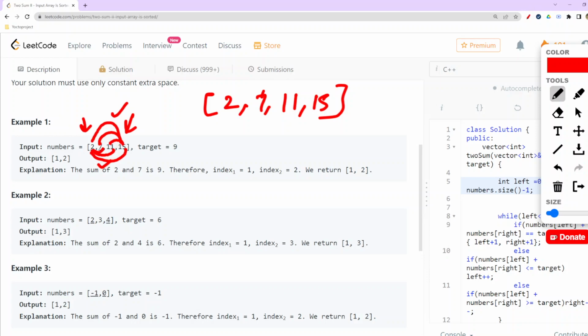Other pairs could be like this, 7 and then 11, or it could be something like 11 and 15, right? Only these pairs could be there.